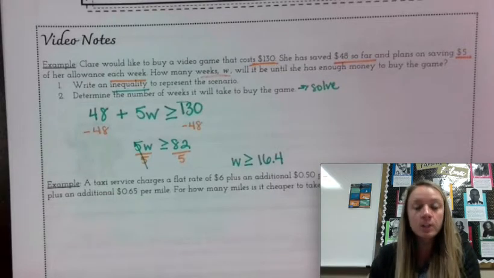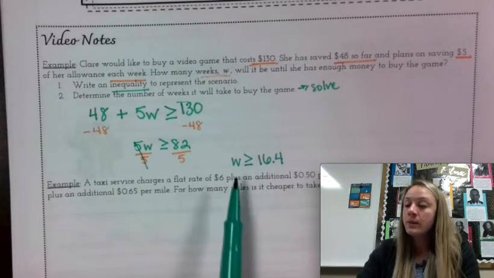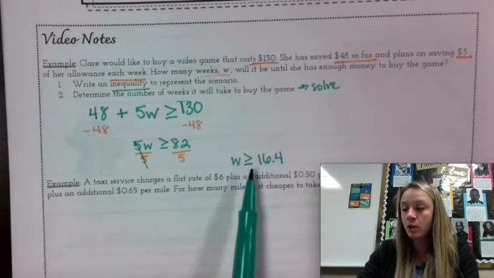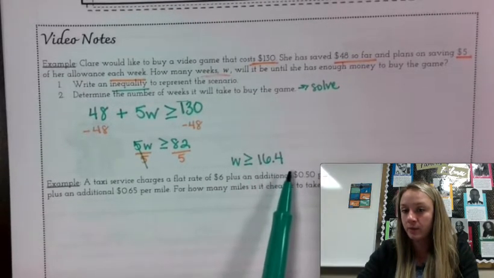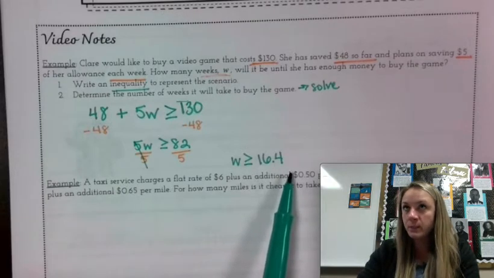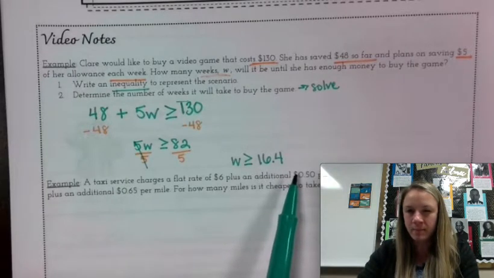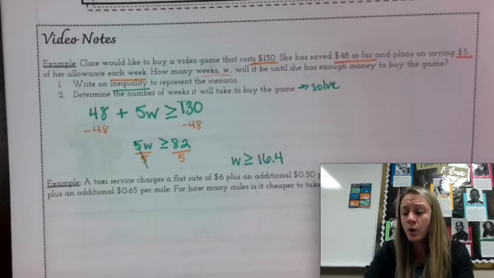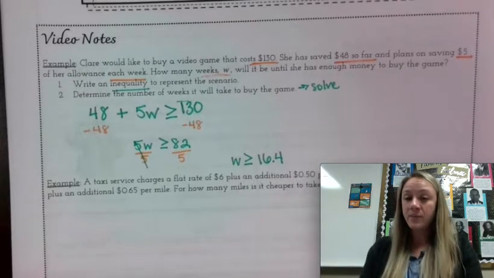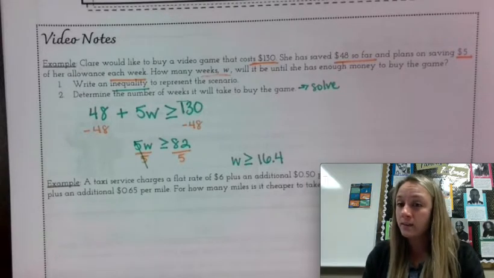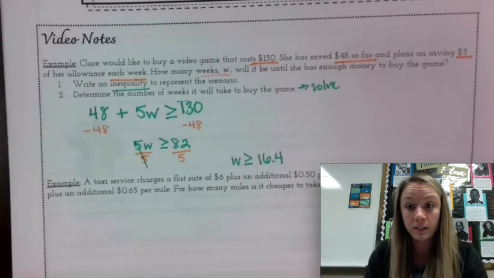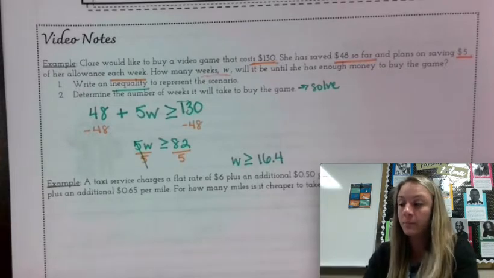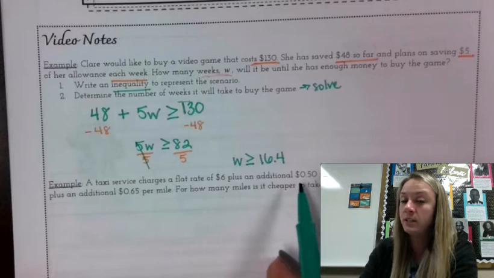So I have to interpret what that means. So we said w was the number of weeks. So that means the number of weeks has to be greater than or equal to 16.4. Well, it's weird to talk about weeks as a decimal, like 0.4 of a week. What is that? So for this, if we round down to 16 weeks, that wouldn't be enough. 16 weeks would mean that Claire does not have enough money because we need more than or equal to 16.4.